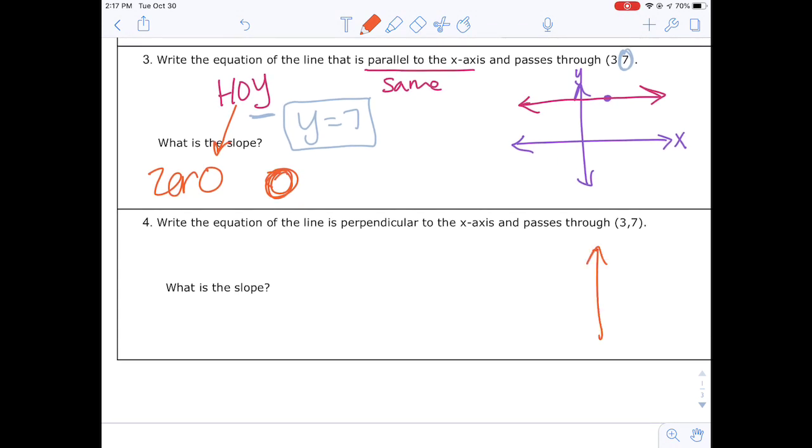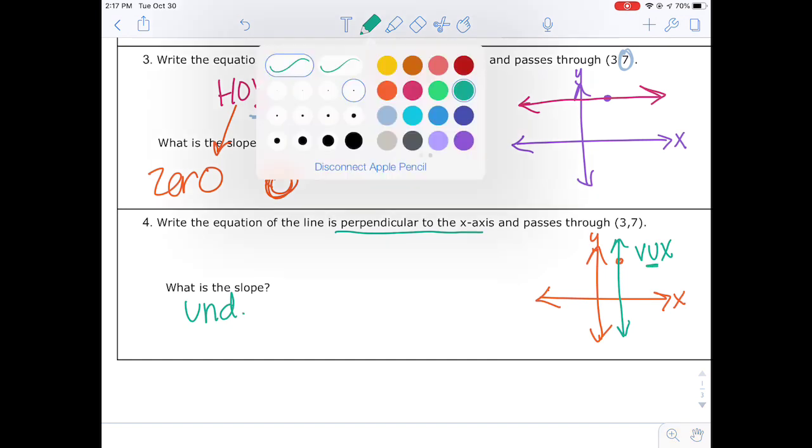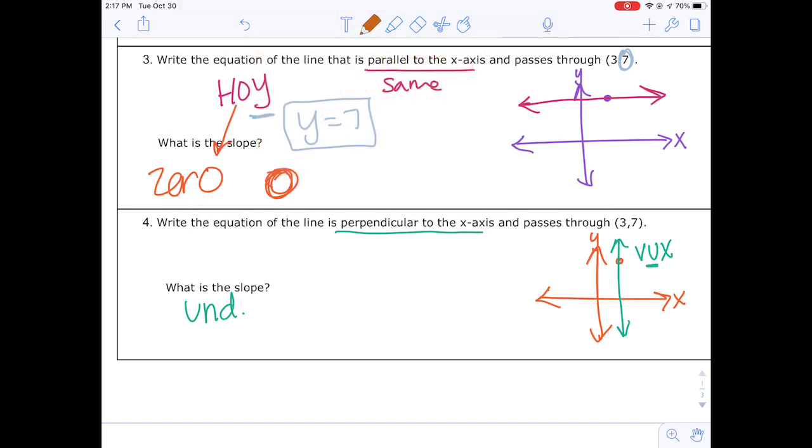4 is very similar. We have our XY pretend grid. My point was here, and this time they want to go perpendicular to x. Perpendicular means goes against x and crosses x. This is a VUX. So the slope is going to be undefined. That's what the U in VUX tells me. And then the equation is going to be x. That's what the x in VUX tells me. Equals x from my x point.